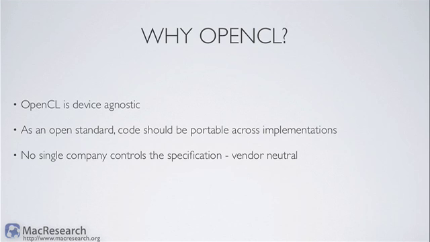Probably more important is that OpenCL, being an open standard, means that your code should be portable across implementations. So if one company, let's say Apple, has an implementation of OpenCL and that implementation is compliant with the standard, then if you were to move over to Linux or Windows or something suicidal like that, you should be able to port your code and you shouldn't really have to worry about that. It's the same way OpenGL works, right? You can write your code, and as long as they support that specification or that version of the specification on whatever target platform you're on, it should all work.